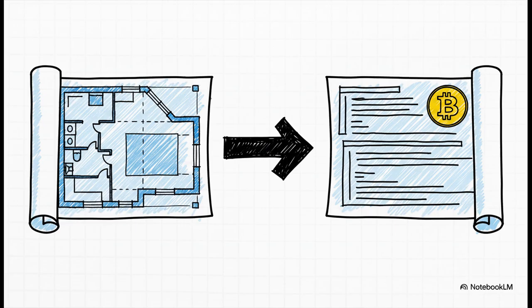Think about it like this. You wouldn't try to build a house without the architectural plans, would you? Of course not. And building with Bitcoin, it's the exact same idea. You have to get access to its fundamental instructions, what we call the source code.